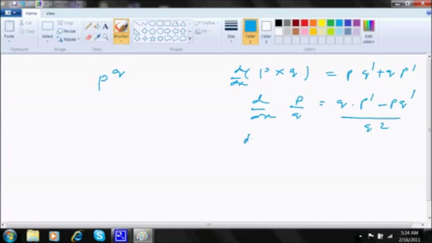Some students do some questions like this. I've seen that if it is 3 sin x, they take it as p, this as q. But trust me, you'll get the same answer. But why do that? Because this is a constant. It will come out. By following the p into q method, you will be getting the same answer.